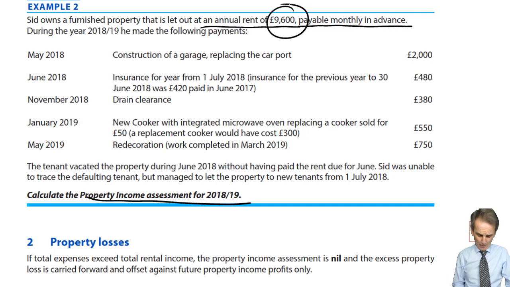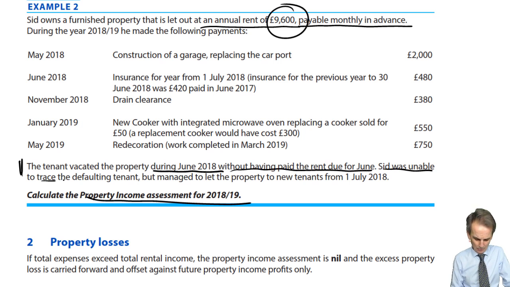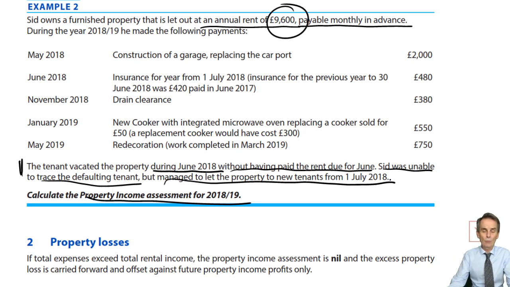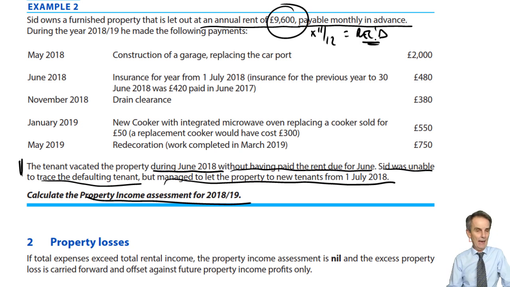But of course, what transpires down the bottom here is that we had a tenant in from the start of the tax year 18-19, but during June 2018 they did a runner, as they say, left the property without having paid the rent due. Sid was unable to trace the defaulting tenant, so that money never came in, but we did manage to let the property from the next month, from the 1st of July. So rather than 12 months' worth of rental, we've only got 11 months' worth. So of that 9,600, just 11/12 would equal the amount received.